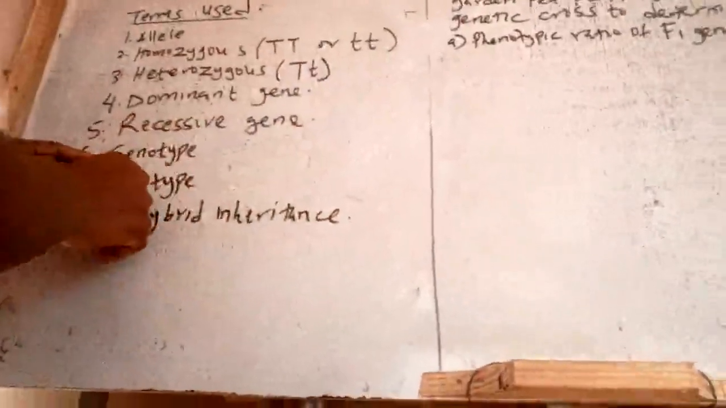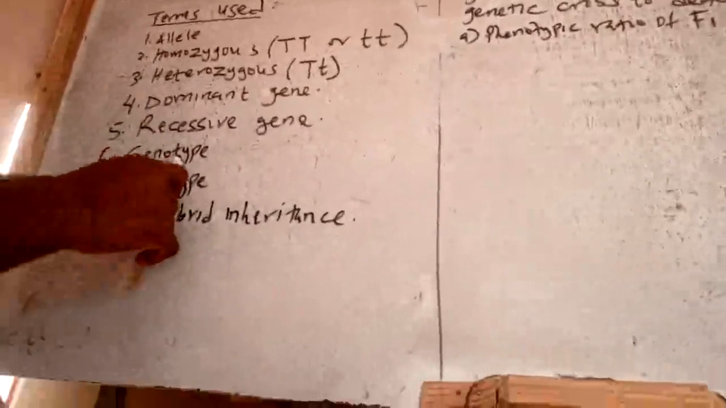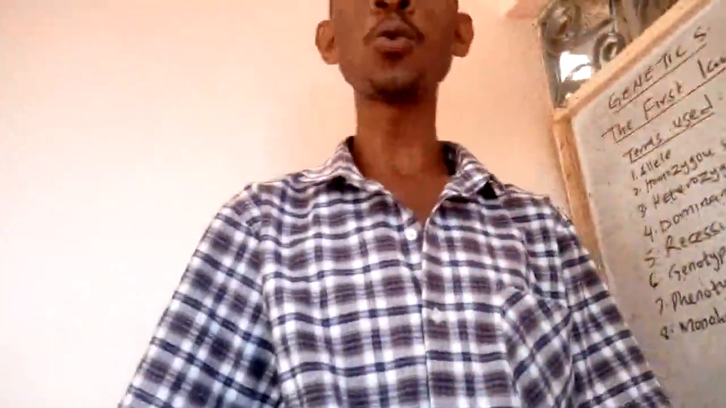And what about a genotype? Genotype, as you can see here, the word genotype refers to the genetic makeup of an individual. So the genetic makeup of an individual is what we refer to as the genotype.